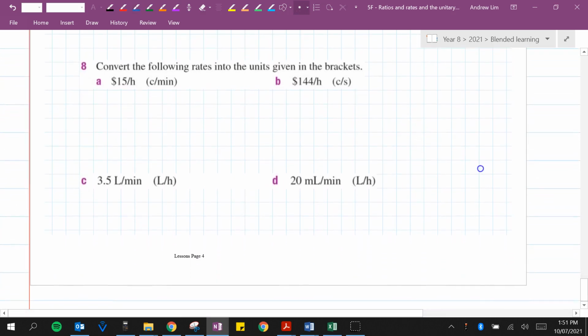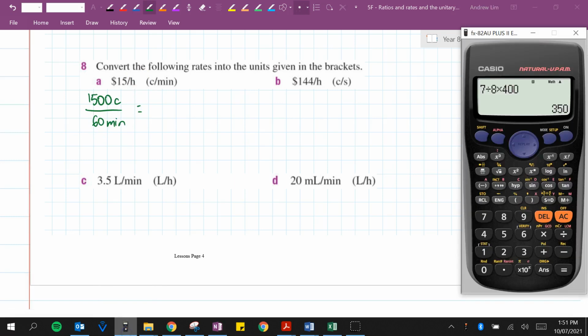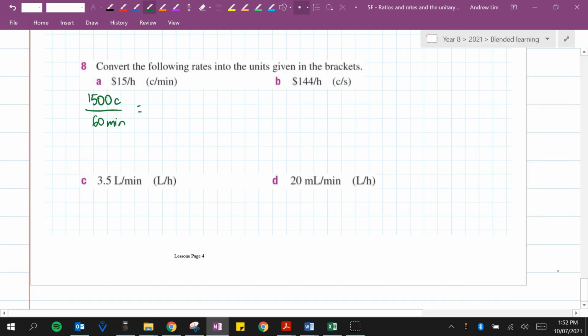Okay, we've done questions similar to this for question 8. So I'll do A with you, and then I want you to have a go at B, C, and D. Okay, $15 per hour into cents per minute. So I'm going to convert this into cents. I'm going to convert 1 hour into minutes. So 1,500 divided by 60 is 25 cents per minute. Okay, pause the video. Have a go with B, C, and D.